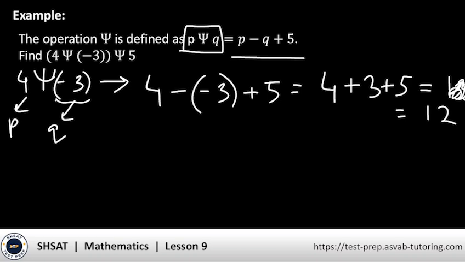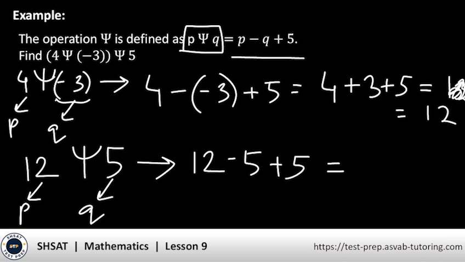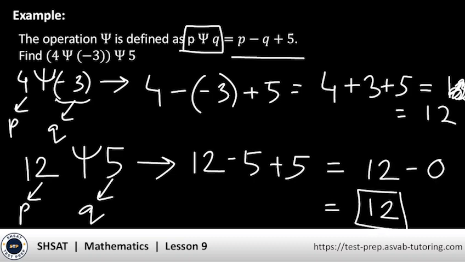Okay. So now that you're done with this, let's move on to the next part. So the next part says, this entire thing that we just did, we now have a symbol with it, and then you have a 5. So the entire thing that we just did is 12, right? And then you have a symbol, then you have a 5. So this means here, P is this 12 and Q is this 5, right? So putting it in that formula, that's P minus Q. So that's 12 minus 5. And again, you put a plus 5. So minus 5 and plus 5 cancel each other out. So it's just 12, which is your final answer.